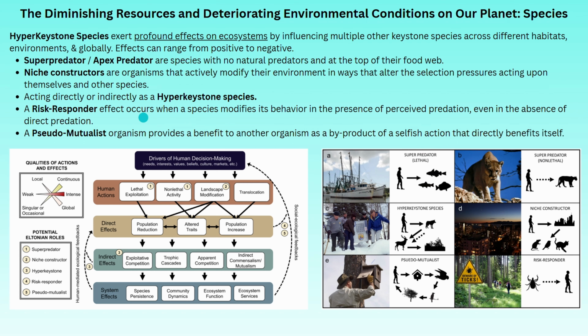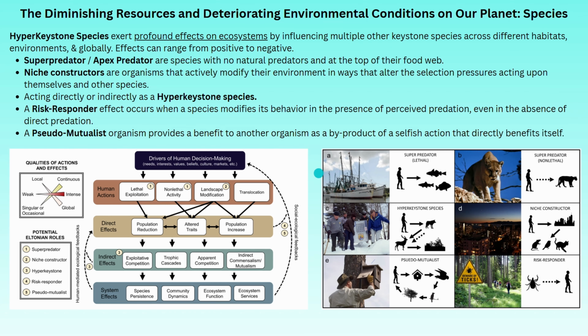A risk responder effect occurs when a species modifies its behavior in the presence of perceived predation, even in the absence of direct predation. A good example of this is when we put up signs for whatever reason. In this case, it's ticks. So now the environment that once had humans is now deterring humans, and this is allowing a new set of conditions to occur, a new set of populations to run, because now humans are not occupying this area.